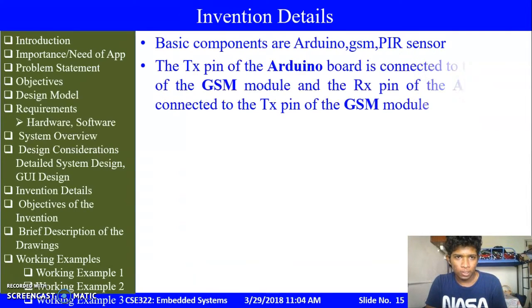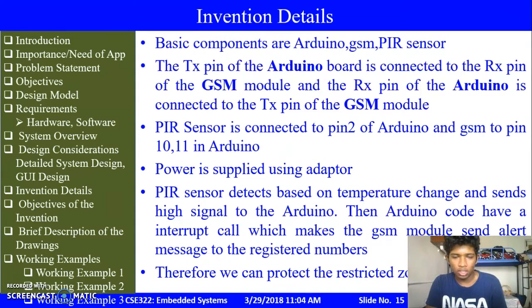And these are the invention details. Invention details is basically about how this works, how we explain it, and what processes take place in it. So the basic components are Arduino, GSM, and the PIR sensor, which are already mentioned. The sensor is used to sense, the GSM module is to send a message, and Arduino is a microcontroller interface which controls both the GSM and the PIR sensor.